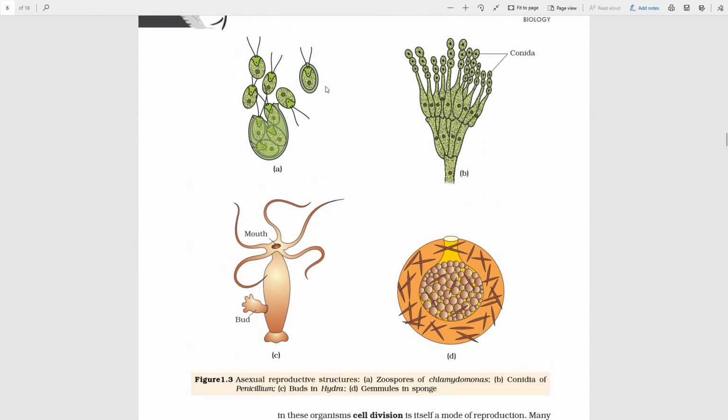So let's see. Here it's a Chlamydomonas, and those flagellated microscopic organisms which are coming out of this parent cell are known as the zoospores. They have flagella, so they are motile, and Chlamydomonas also has two flagella which help them in moving. They are unicellular. They cannot be seen with the naked eye. They can only be seen under a microscope, and they are endogenous, meaning they grow inside the parent cell.